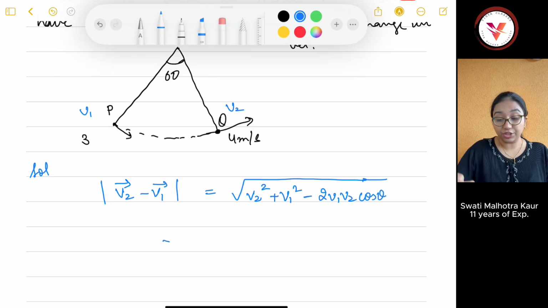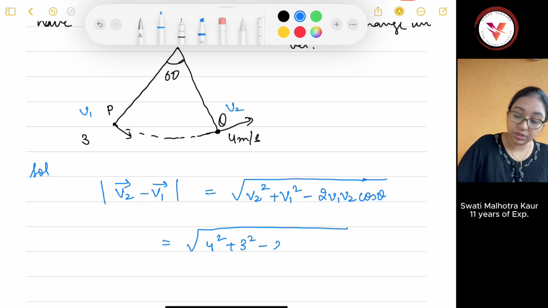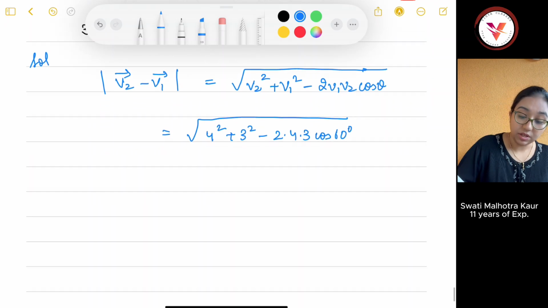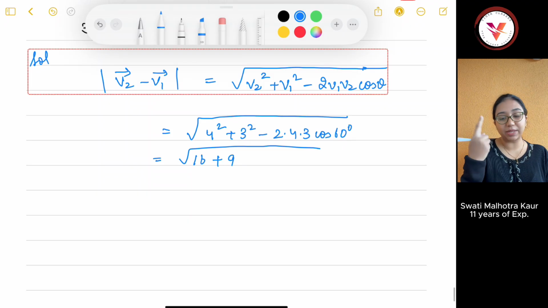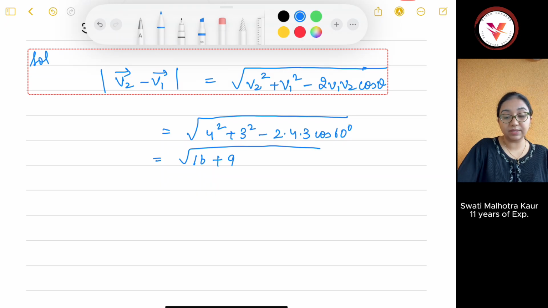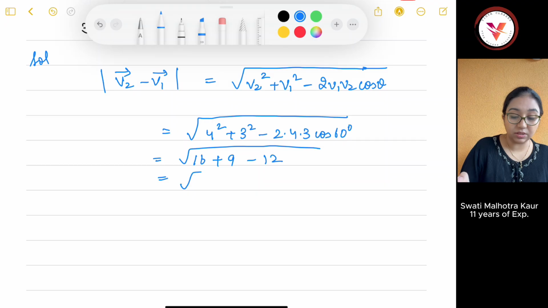So it is the change. So v2 square is basically 4 square plus 3 square minus 2 into 4 into 3 cos 60 degree, and cos 60 is what? Half. So it's 16 plus 9, 4 square is 16, 3 square is 9, cos 60 is half, cancel, minus 4 3 is 12. Now this becomes 13 basically.